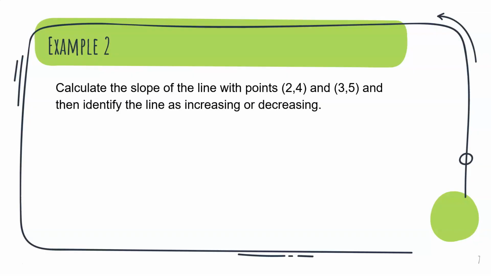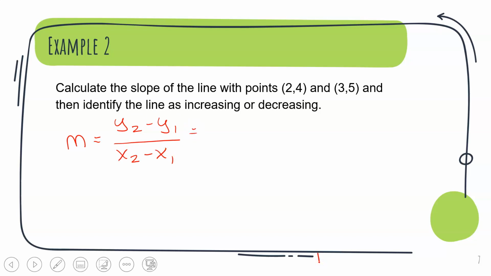So those are the outcomes of slope. So let's calculate slope here. It says calculate the slope of the line with 2 points, 2, 4, and 3, 5, and identify the line as increasing or decreasing. So our formula is y2 minus y1 over x2 minus x1.